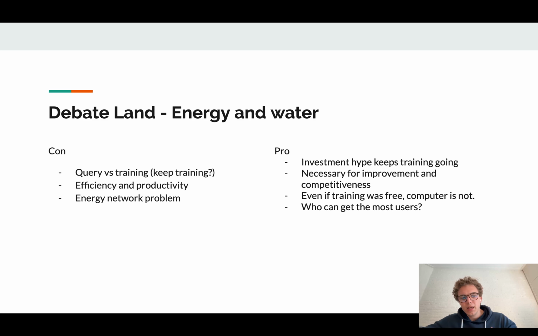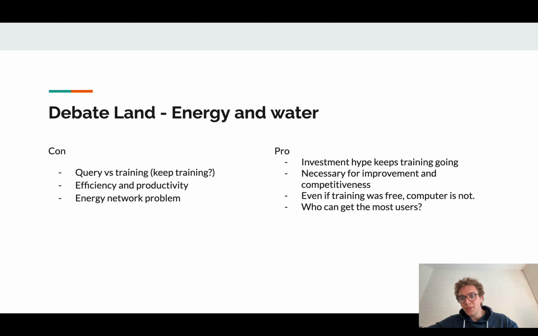First of all, companies want to improve their product. And that's also how they get investment, right? Company improves, gets more customers, gets more profitable, et cetera, et cetera. And this hype sort of keeps training going. Because also at this moment, AI is not a profitable industry. I don't think AI has made a profit since it started.